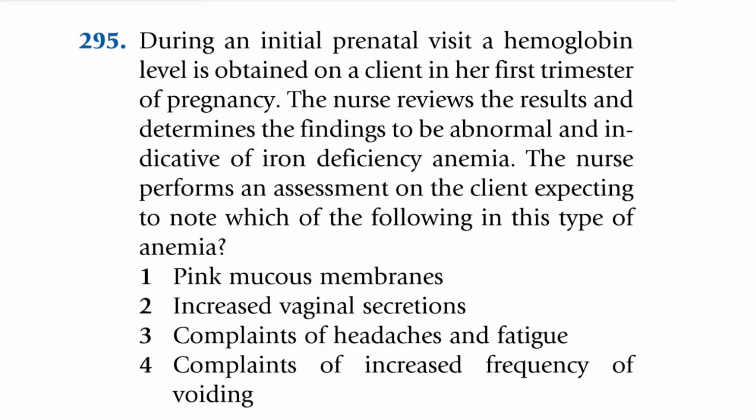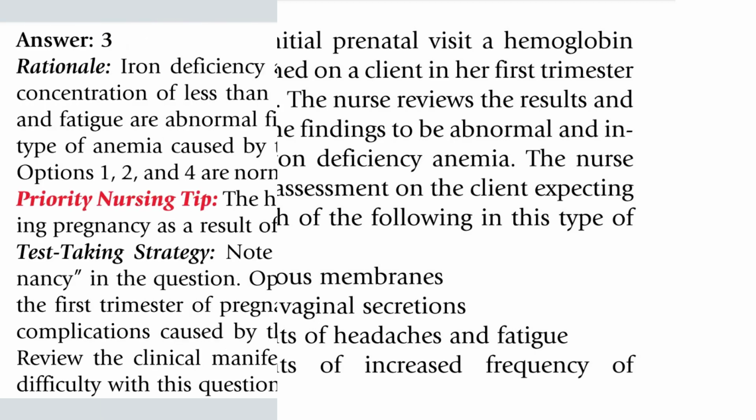295. During an initial prenatal visit, a hemoglobin level is obtained on a client in her first trimester of pregnancy. The nurse reviews the results and determines the findings to be abnormal and indicative of iron deficiency anemia. The nurse performs an assessment on the client expecting to note which of the following in this type of anemia. 1. Pink mucous membranes. 2. Increased vaginal secretions. 3. Complaints of headaches and fatigue. 4. Complaints of increased frequency of voiding.